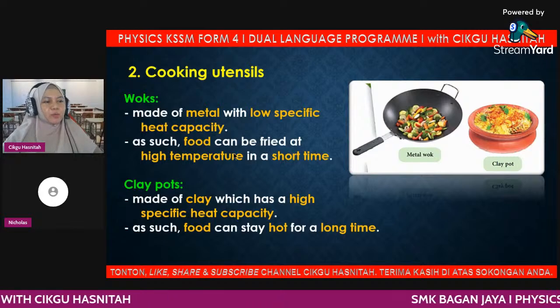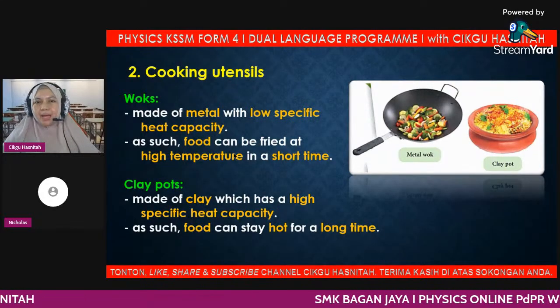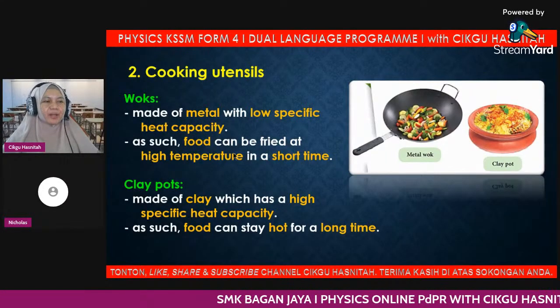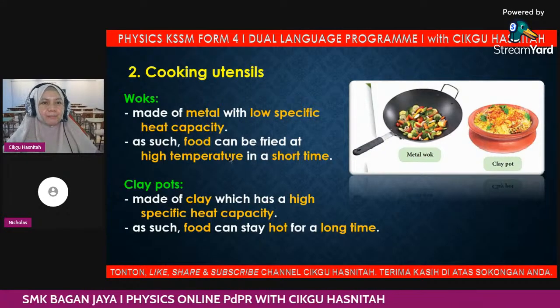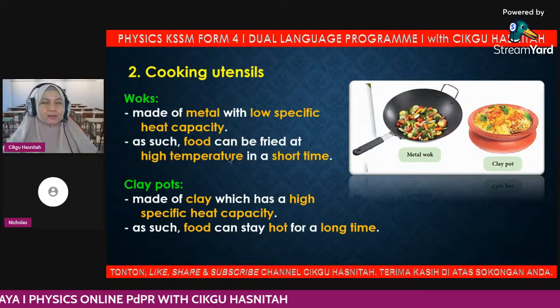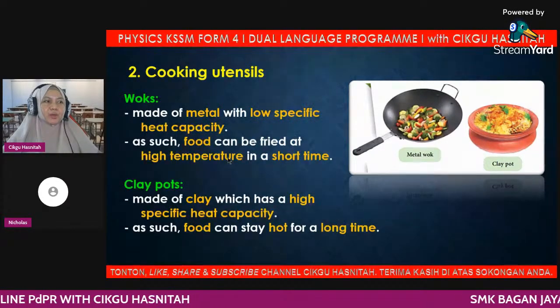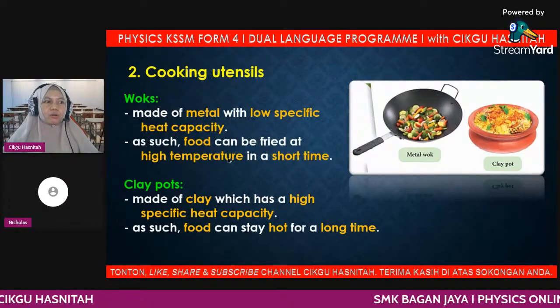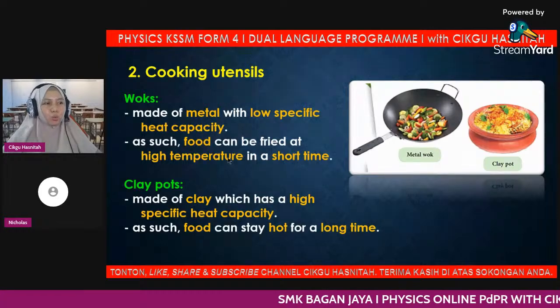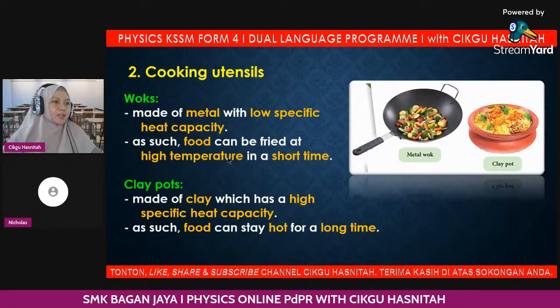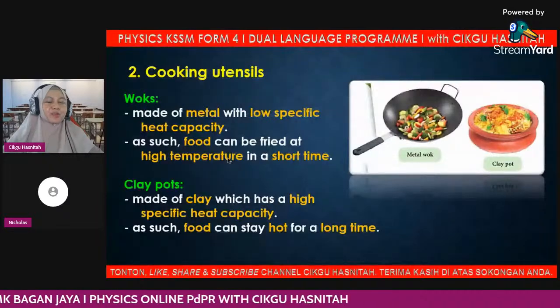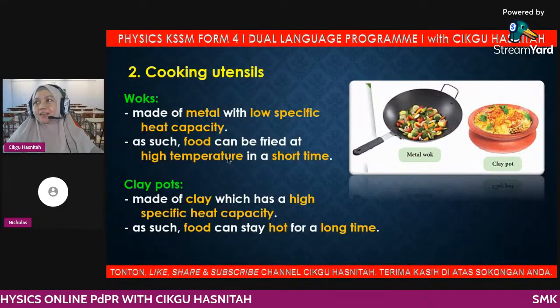Actually there are a few ways you can shorten the time. Number one, you supply more heat, so it can be cooked faster. Or what else can you do? You can choose a wok with a lower specific heat capacity. Then you can cook in a shorter time. So there are a few factors you can change.